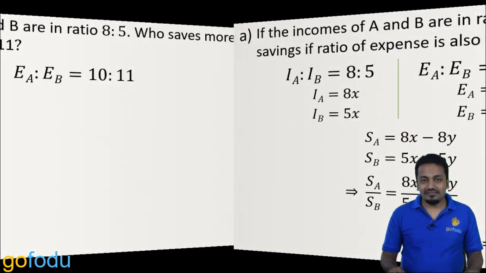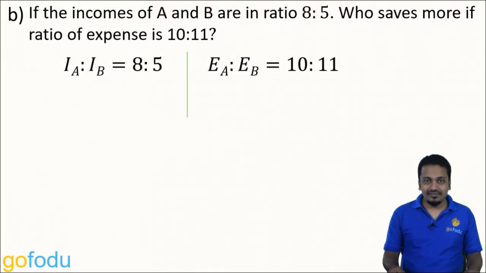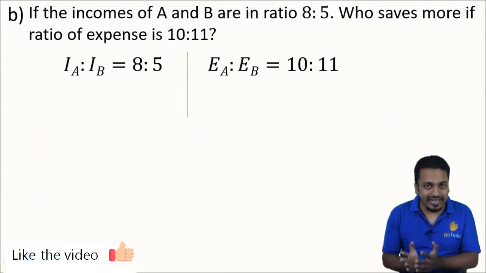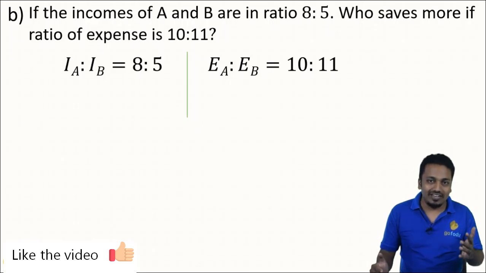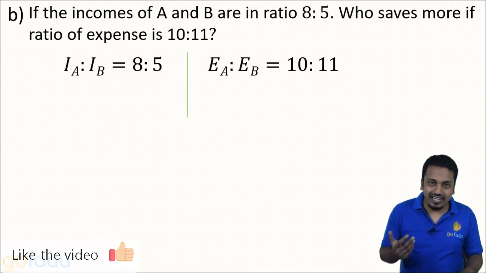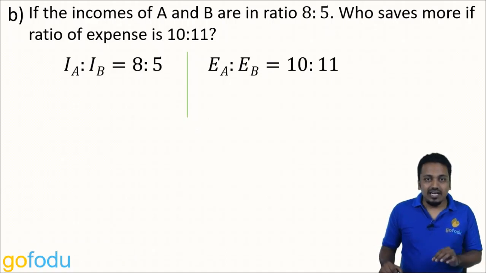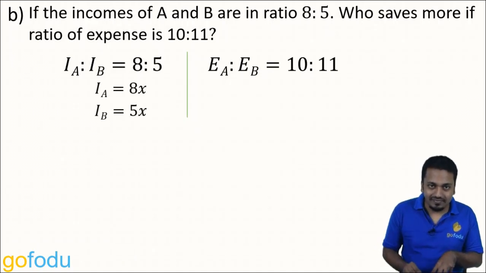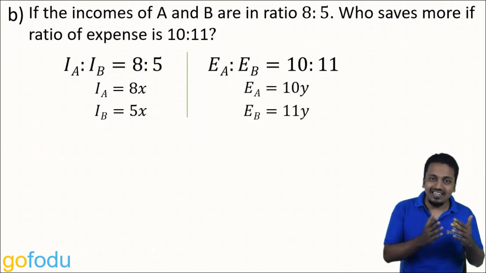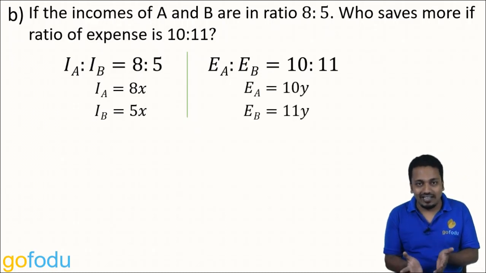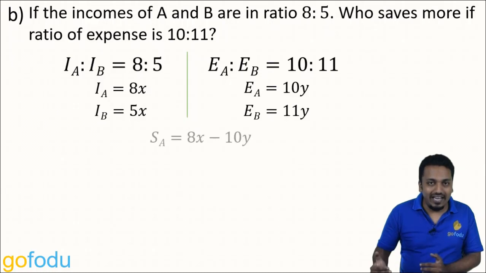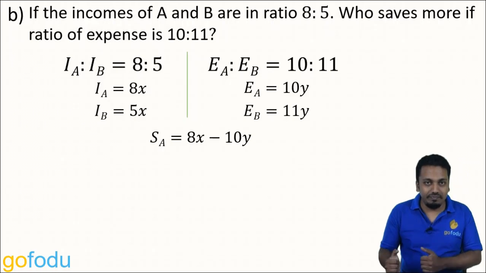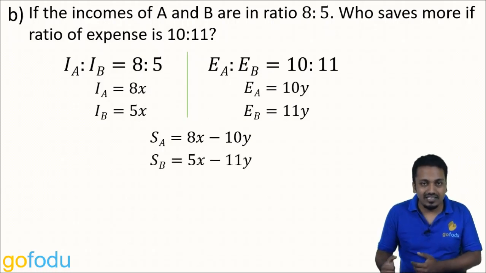Next question. Incomes are in ratio 8:5. Expenses are in ratio 10:11. Let's try to find out ratio of savings first. Incomes would be 8x and 5x and expenses would be 10y and 11y. Y for the expenses, right? 10y and 11y. Savings of A would be 8x minus 10y and savings for B would be 5x minus 11y.